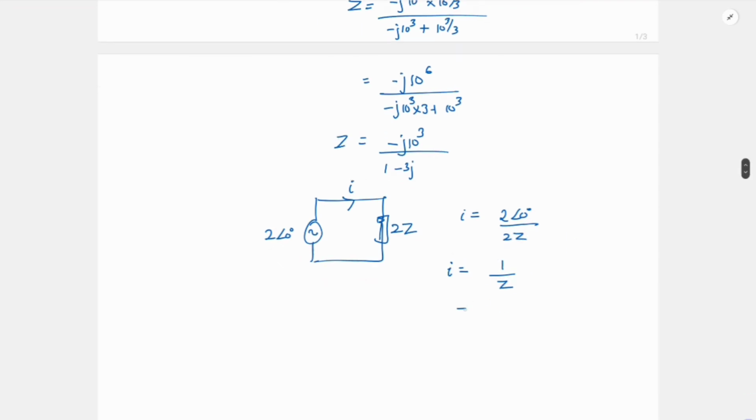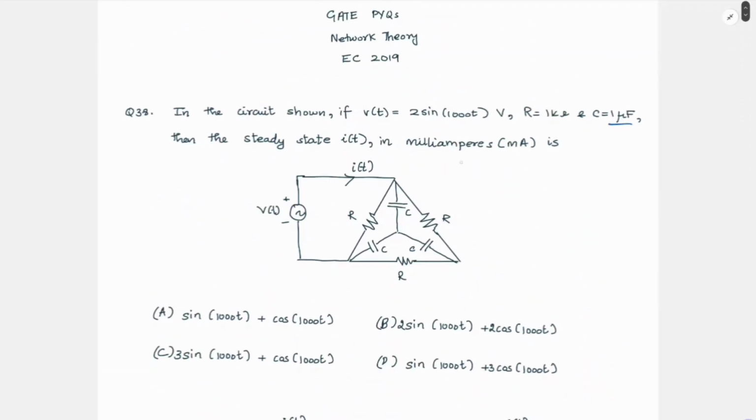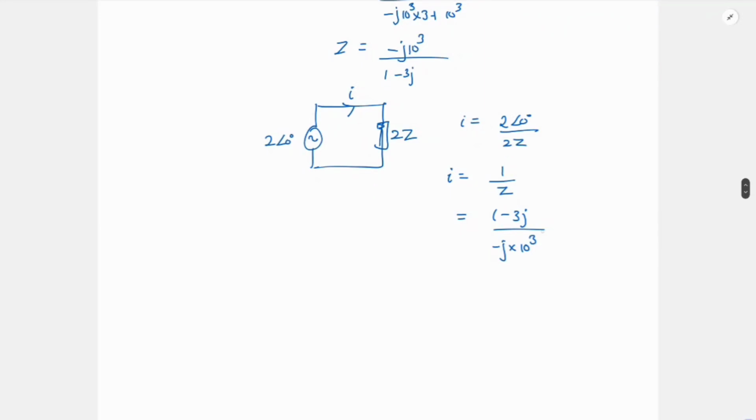So my z is this thing. So 1 by z is (1 minus 3j) by (minus j) into 10 power 3. And I require this in milliamperes, so I can take this 10 power minus 3 outside. So in milliamperes, this is what I will get. If I take the j on top, it will be j plus 3. So it is 3 plus j.